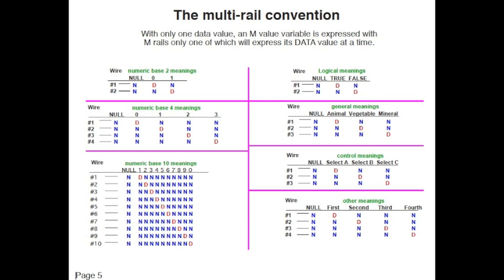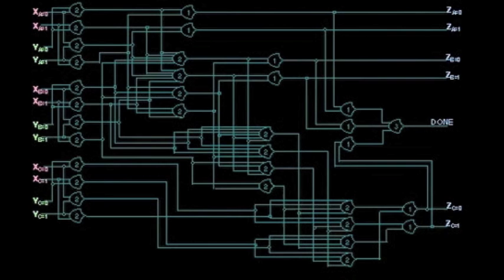The multirail convention is completely general. You can have as many rails as you like to represent as many meanings as you like, one rail per meaning. In a processor, for instance, with 47 instructions, you might have a single variable with 47 rails, each rail representing an instruction, and when that instruction is decoded, that rail is set to data. This is a movie of an NCL circuit with dual threshold functions. It's a dual rail circuit with 6 dual rail inputs and 3 dual rail outputs.